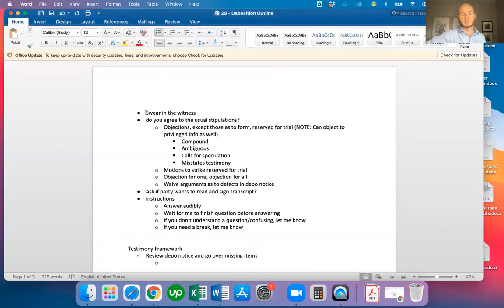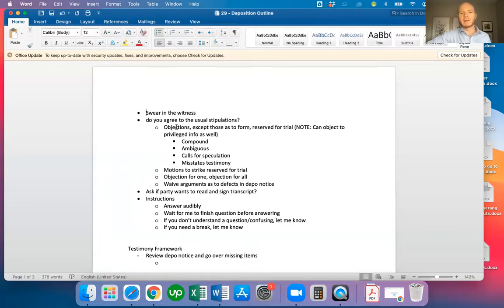So, some preliminary things: the court reporter or the stenographer is going to swear in the witness, putting the person whose deposition is being taken under oath. And then usually the lawyers are going to want to agree to what are called the usual stipulations. Pretty much every deposition, you agree to the usual stipulations. And let's go through what those usual stipulations are.